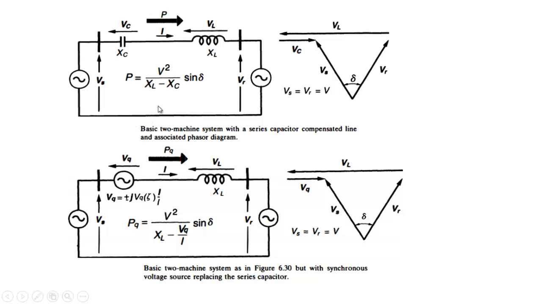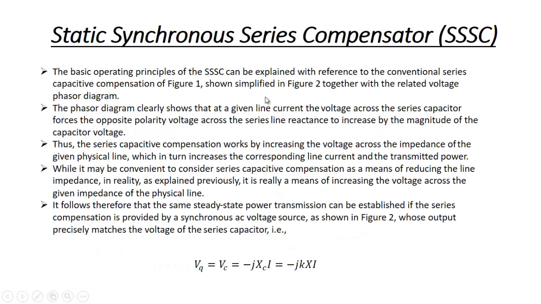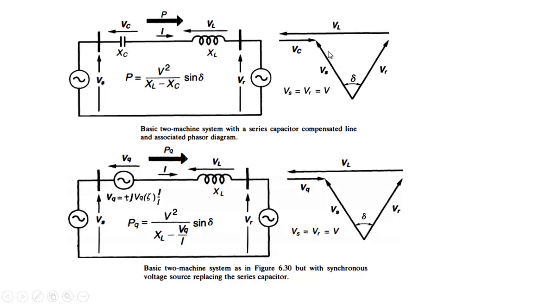The phasor diagram clearly shows that at a given line current, the voltage across the series capacitor forces the opposite polarity voltage across the series line to increase by a magnitude of the capacitor voltage. This is an important sentence. You can see that in the absence of this VC voltage, the voltage across the inductance was only this much, that is from this point to this point. Now, because of the presence of this voltage, you can see that this voltage and this voltage remain the same.